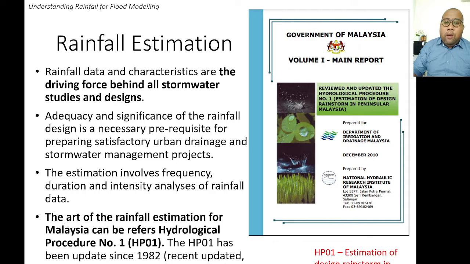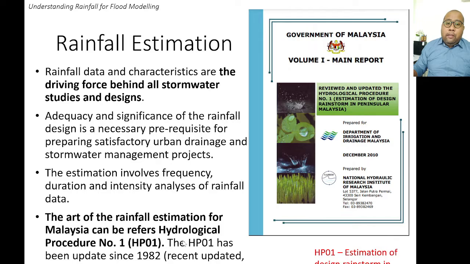So that's why they mention urban stormwater management. But basically, for all hydrology studies we need rainfall data as the input. The estimation of rainfall involves frequency, duration, and intensity analysis of the rainfall data. For rainfall estimation in Malaysia, you can refer to Hydrological Procedure number 1, which we call HP01.